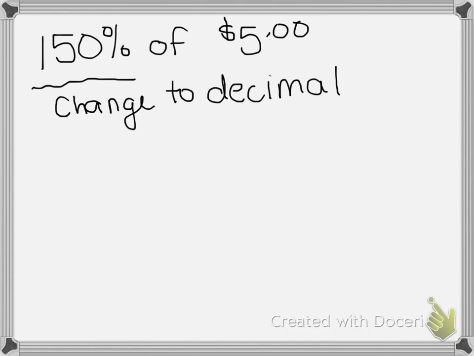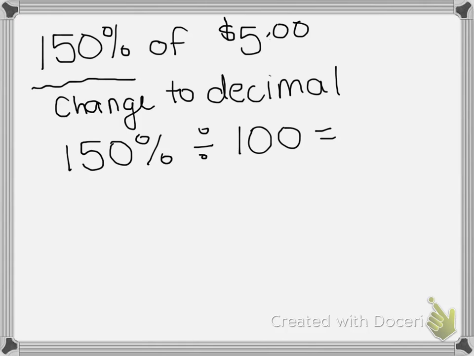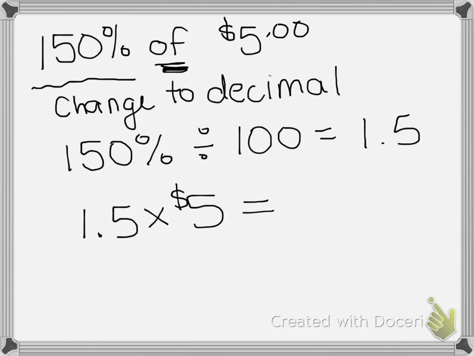Well, how do we change a percent to a decimal? 150%, and we always divide it by 100. Go ahead and divide that by 100, we get that it's 1.5. Now this word of always means multiply. So we take our new decimal, 1.5, and we multiply it by $5. Finding out that 150% of $5 is $7.50.